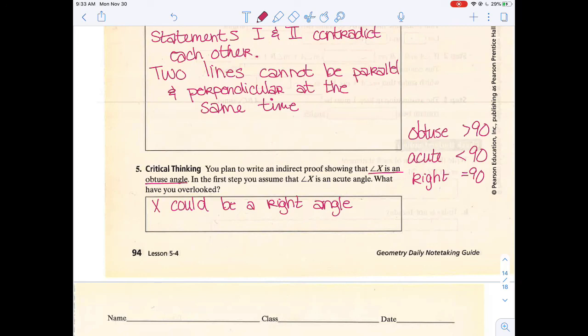Okay, so now go ahead and do lesson 5.4 practice. If you have any questions, make sure you're asking.